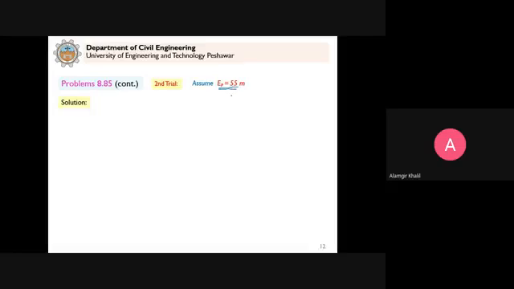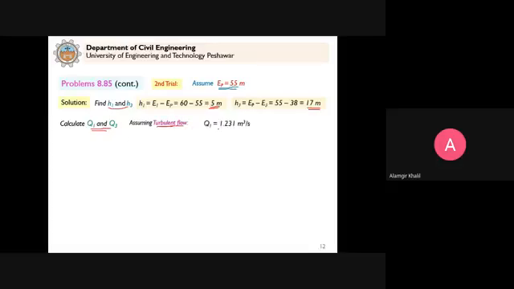So now EP is known. Again, we can calculate H1 and H3 using the previous slide equations. We can calculate H1. This is now 5 meter, and H3. This is now equal to 17 meter. Now we can calculate Q1 and Q3 assuming turbulent flow conditions. So Q1 comes out to be 1.231 cubic meter per second, and Q3 is 0.974 cubic meter per second.